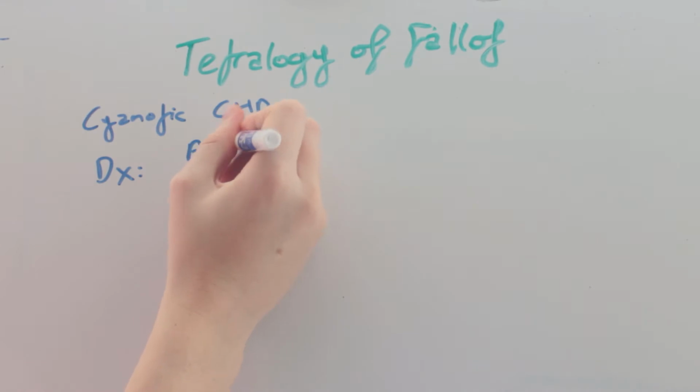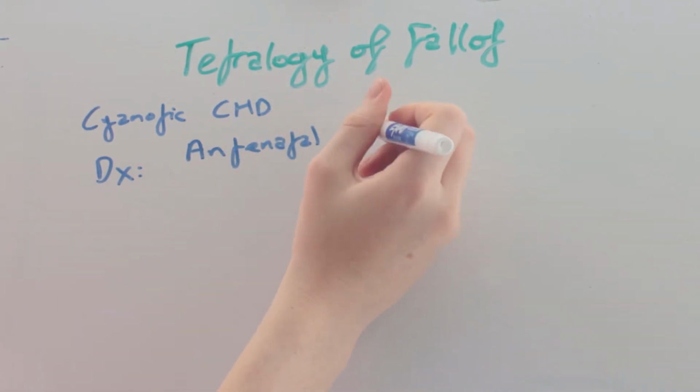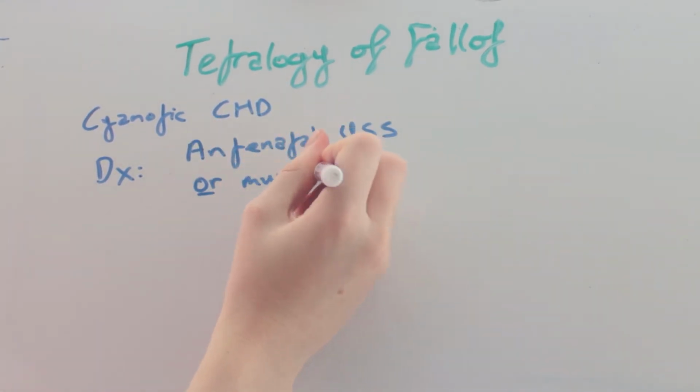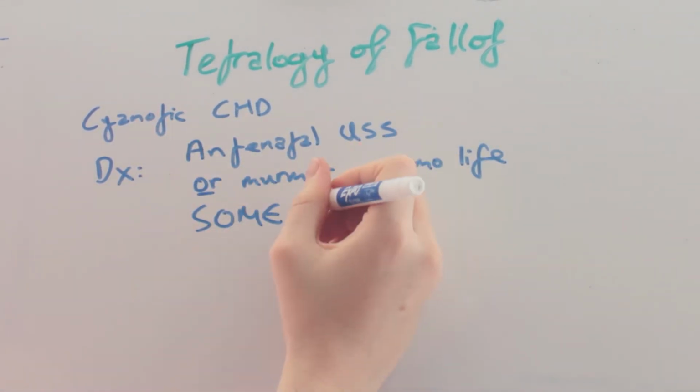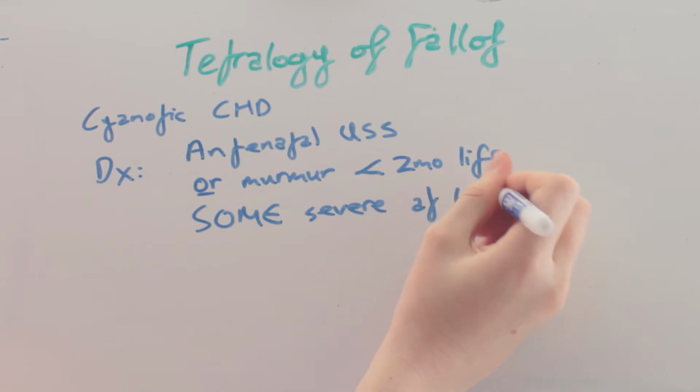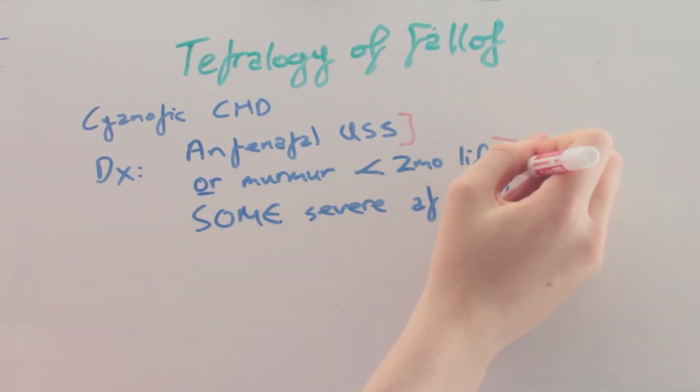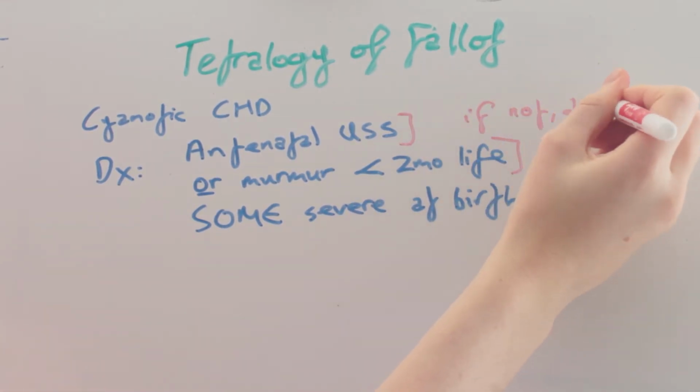These days diagnosis is often at antenatal ultrasound scan. However, a murmur will also be heard within the first 2 months of life. Some neonates have very severe cyanosis at birth, but the majority of cases, if not picked up now, will be picked up during childhood.